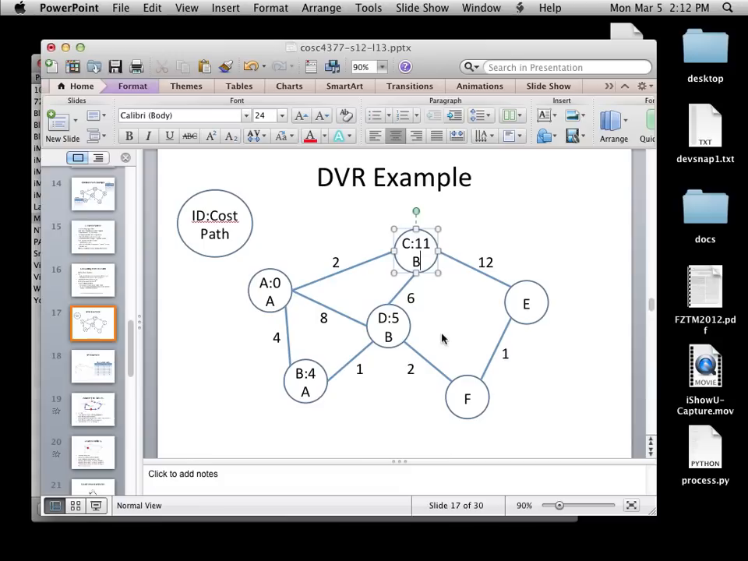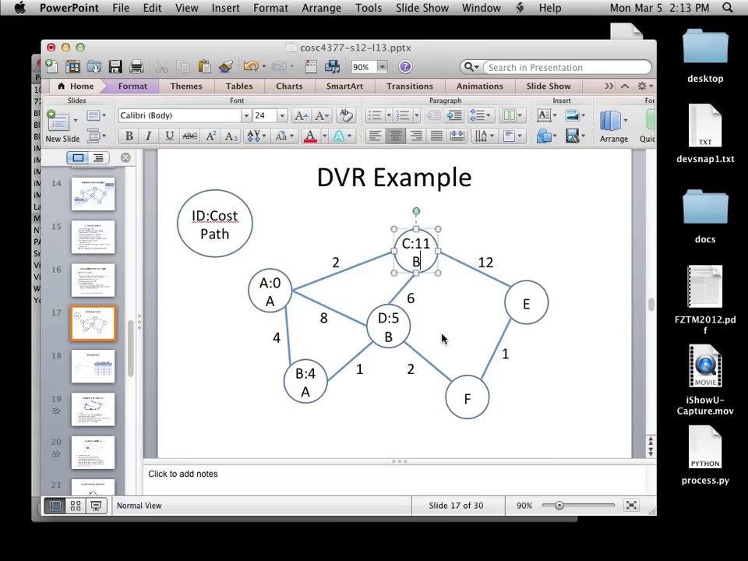So D received this message from A, and that message has the cost of 0 because the distance from A to A is 0. D ignores it. So D should ignore this message from A? Yeah. Why? The total cost is greater than its current cost. Okay. So D will ignore it because even though the destination is 0 cost away from the neighbor, the total cost is going to be 8 plus 0, right? Which is larger than 5. Okay?